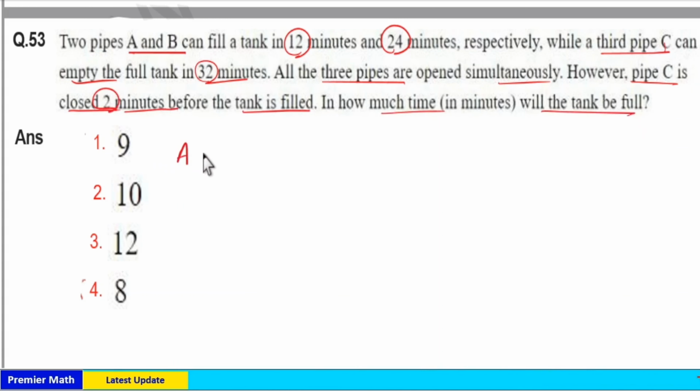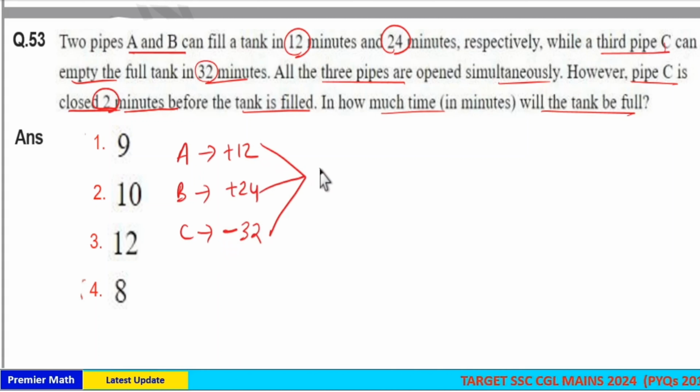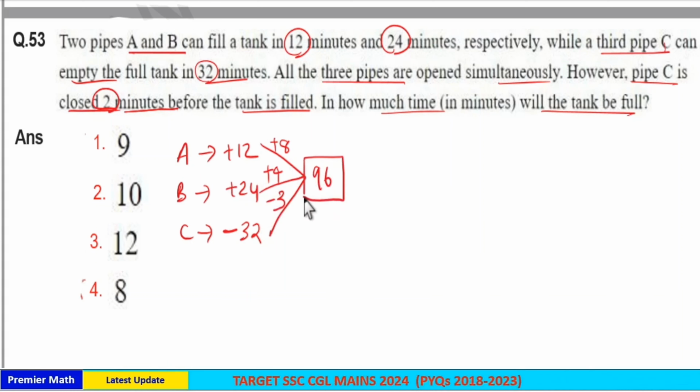Here A can fill the tank in 12 minutes. Filling means plus. B can fill the tank in 24 minutes. C can empty the tank in 32 minutes. Emptying means minus. Take the LCM. LCM is 96. 12 goes 8 times in 96, 24 goes 4 times in 96, 32 goes 3 times in 96. This is plus 8, plus 4 and minus 3. That is, total capacity of tank is 96 unit.